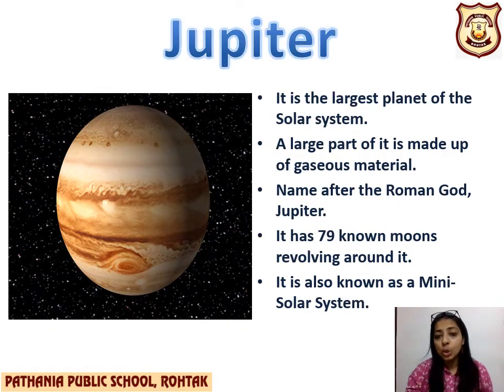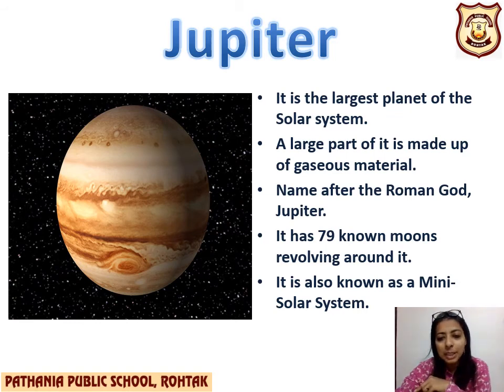Then the next is Jupiter. Why is Jupiter so famous? Because it is the largest planet of the solar system. As it is a part of the gas giants, what would it be made of? A large part of it is made up of gaseous material. It is named after the Roman god Jupiter. It has 79 moons revolving around it. That means it is a planet by itself, and around it there are 79 moons which revolve around it.